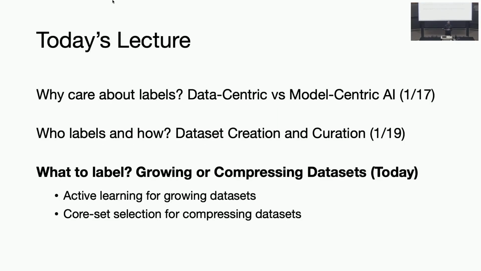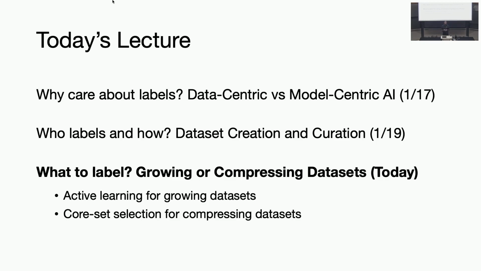So in today's lecture, we're going to come back to labeling and pieces of labeling. Already in the first lecture on data-centric AI versus model-centric AI, we talked about why to care about labels and how we create data sets, and the shift in the ML field to focusing on data in order to have practical advances and improvements. In the lecture on data set creation and curation, we talked about who labels and how we do that to create high quality annotation and information for data sets, given an example that we want to label.